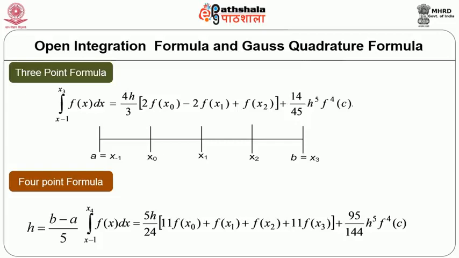And so the integral formula from x minus 1 to x4 of f(x) dx is 5h by 24 times [11 f(x0) plus f(x1) plus f(x2) plus 11 f(x3)]. And the error term is 95/144 h raised to 5 times the fourth derivative at the point c. So the method, as we have pointed out, is exactly parallel to the closed type integration formulas number 1.